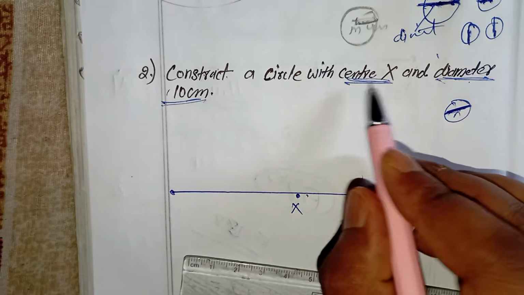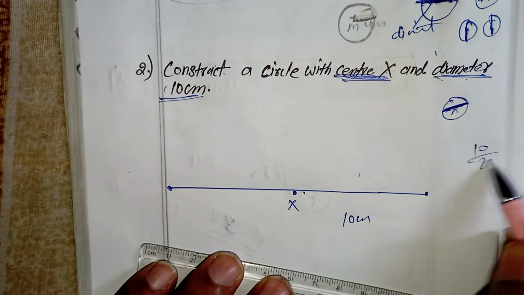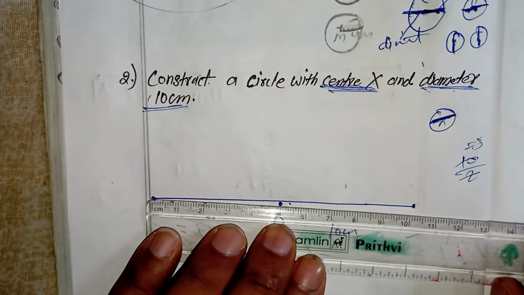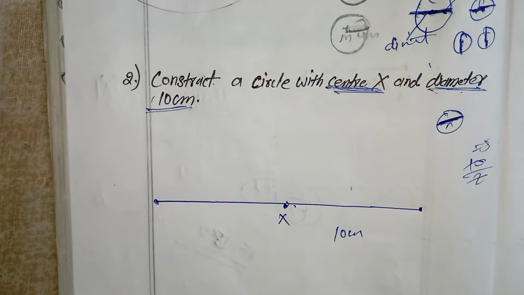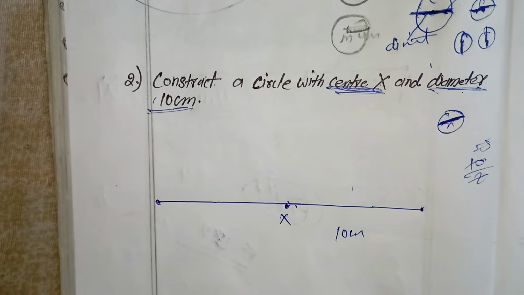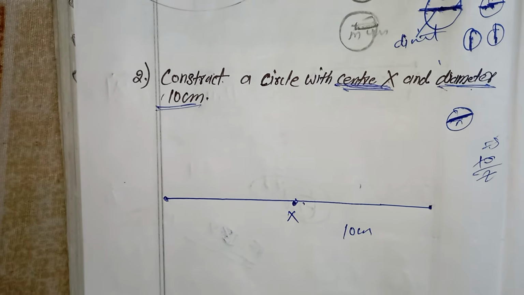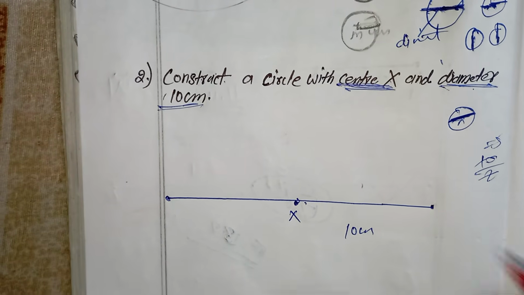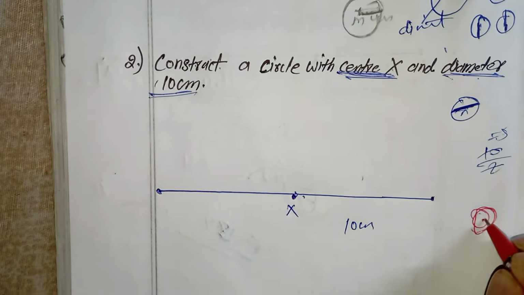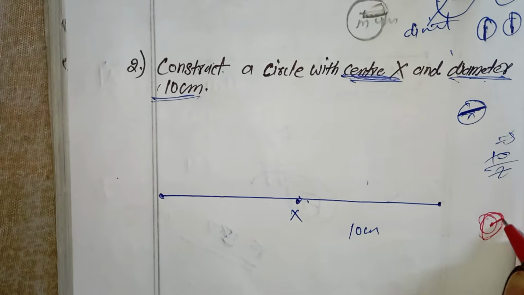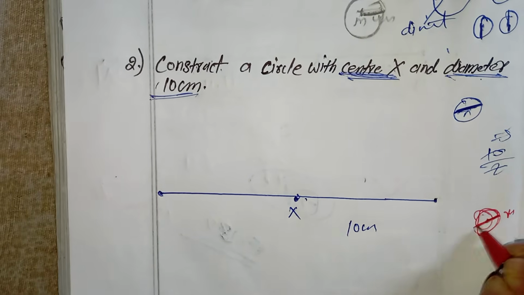After that you have to take the center X. This is 10 centimeter, and if you take half, it is going to be 5 centimeter. In the 5 centimeter only the center will be there. Yes, it is the center. Now we have to create the circle. So remember, suppose this is a circle. From the center, if it is half, that is the radius. If it is full, this is the diameter.